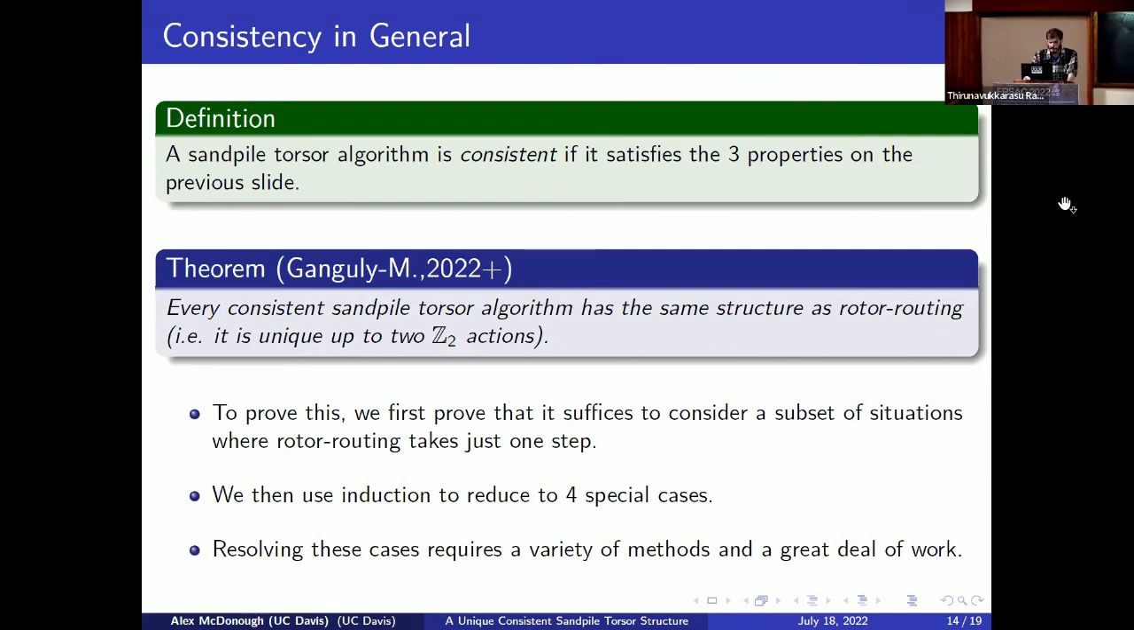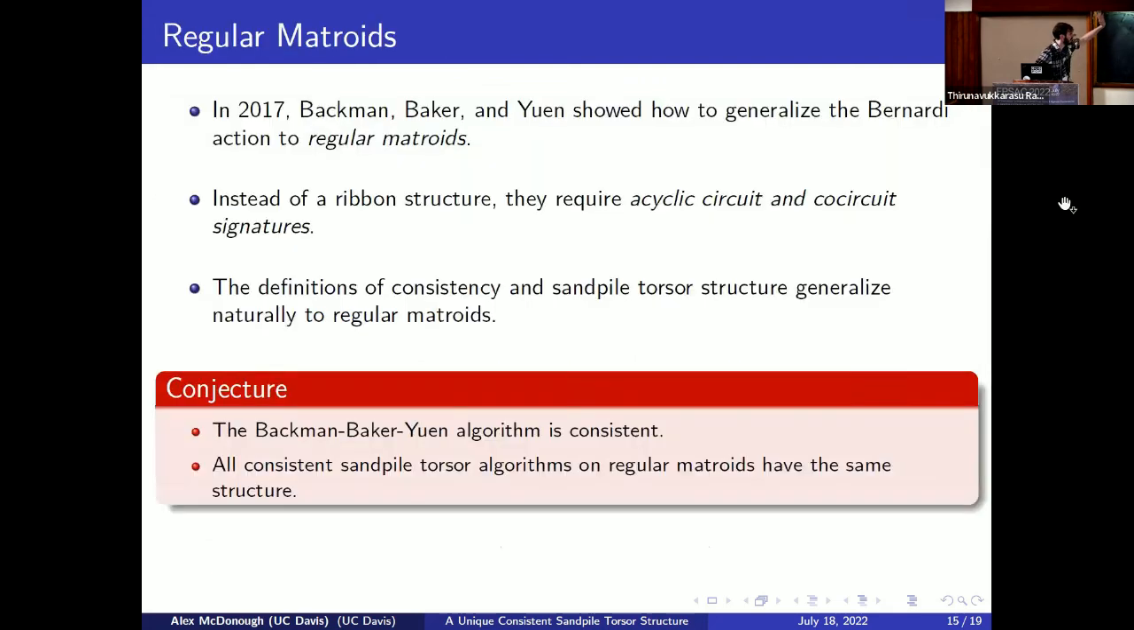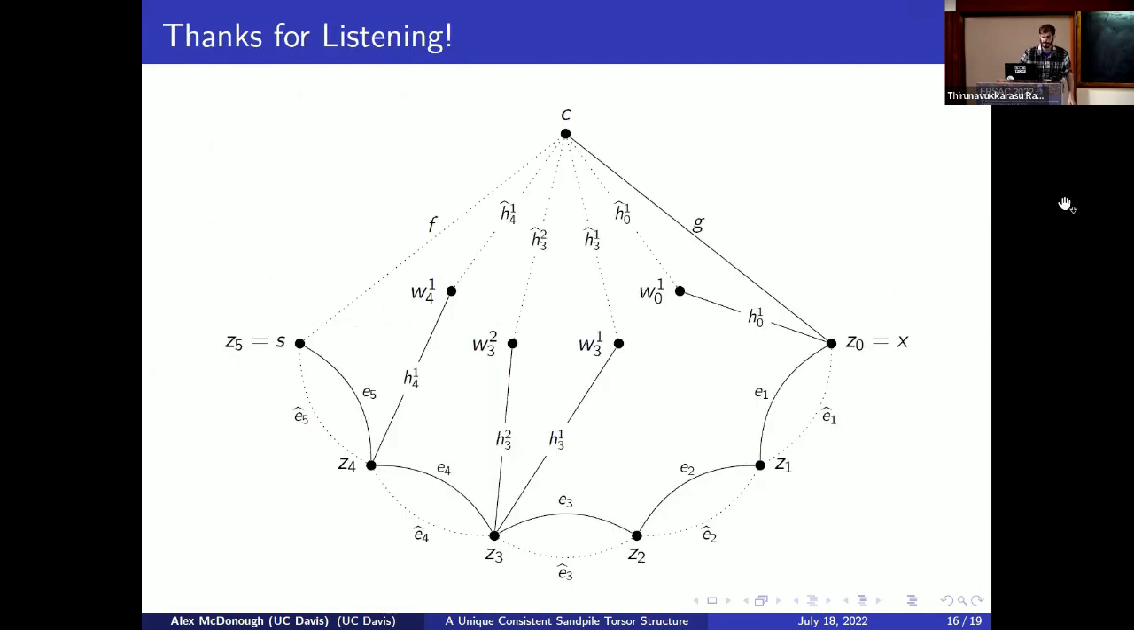And the last thing I'm not going to get into is I think that the right generalization is to regular matroids. I can make all the statements in regular matroid land, I'm just still working on proving these. We basically have the same conjecture in regular matroid land: this algorithm that's known, is it consistent, and is it the unique consistent one? I think I pretty much have a proof of the first part, but the second one could be challenging because it was very challenging in the graph case. And that's it. Thank you for listening.